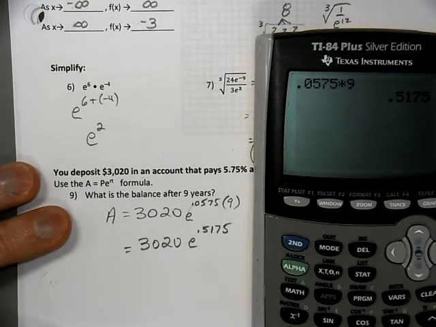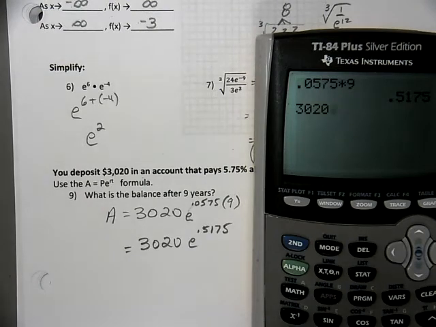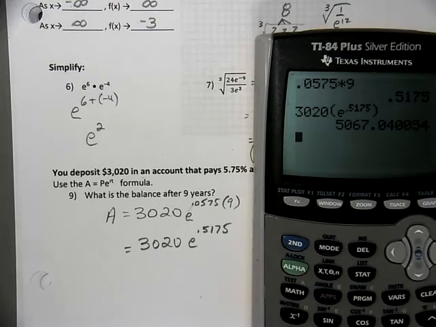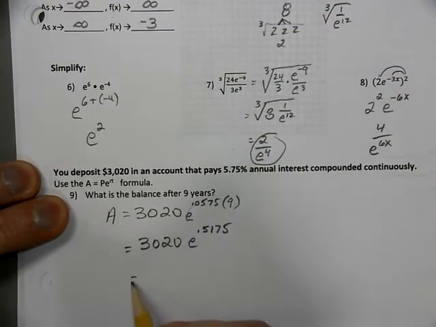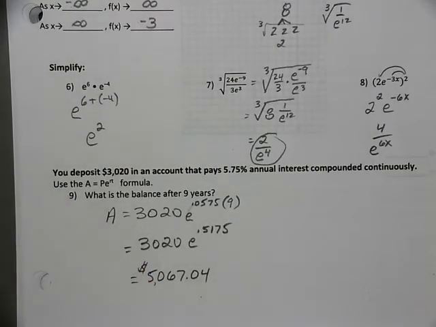That's just to show some work. Now we take our equation. That's an exact value, so I don't have to worry about rounding work or anything. Now I'm going to get 5,067.04. And that would be money, so I can put a dollar sign with it.